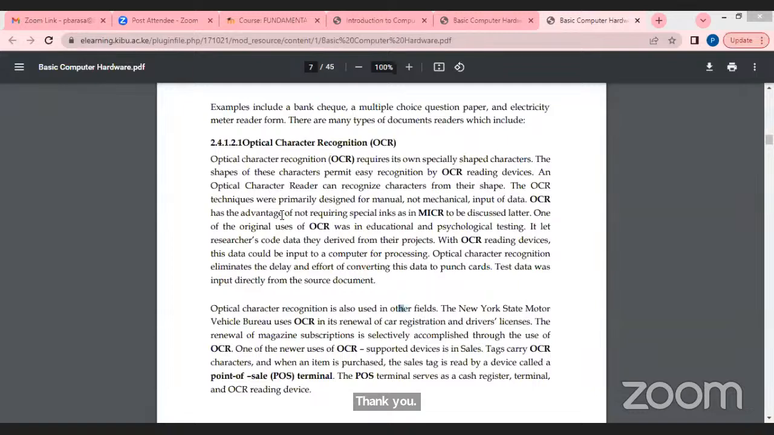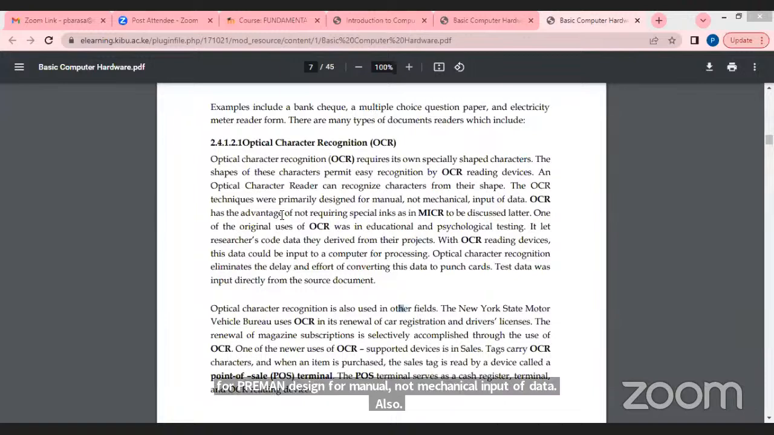Optical character recognition requires its own specially shaped characters. The shapes of these characters permit easy recognition by OCR reading devices. An optical character reader can recognize characters from their shape. The OCR techniques were primarily designed for manual, not mechanical, input of data. OCR has the advantage of not requiring special inks, as in MICR, to be discussed.